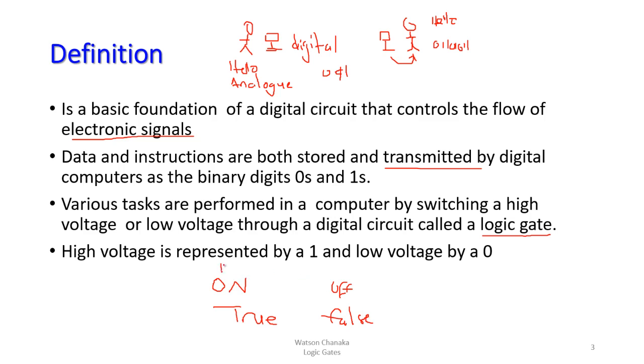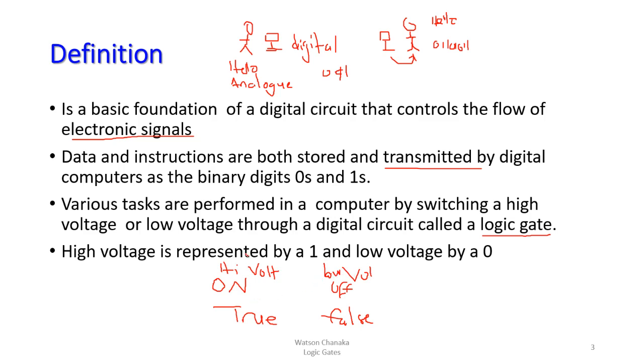Some use high voltage. I have to abbreviate here. Writing with the mouse is a little bit difficult. Okay, high voltage, and here it will be low voltage. So these are the three terms which can be used when you're talking about logic gates.